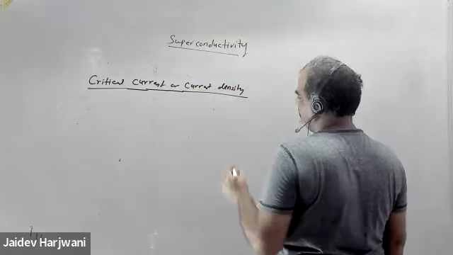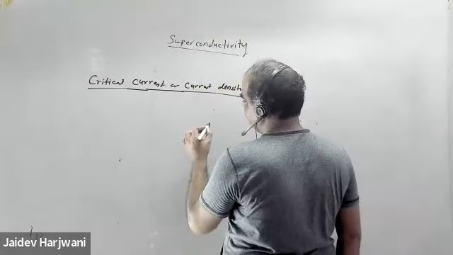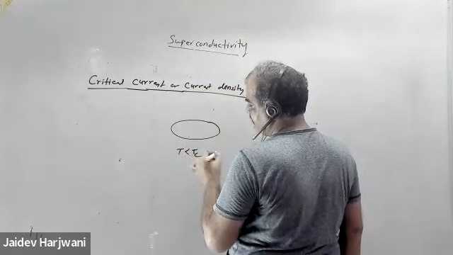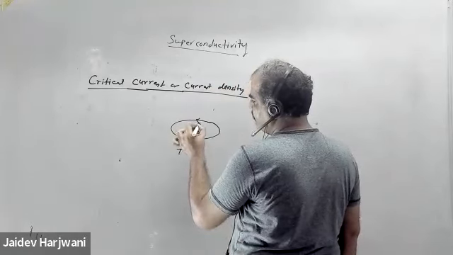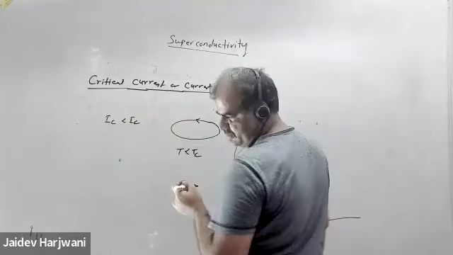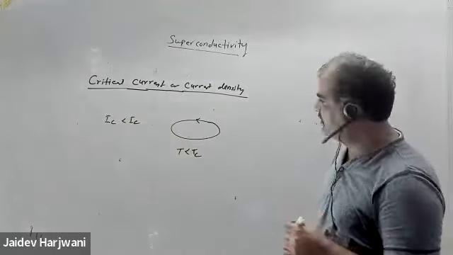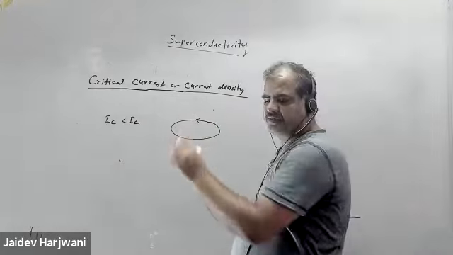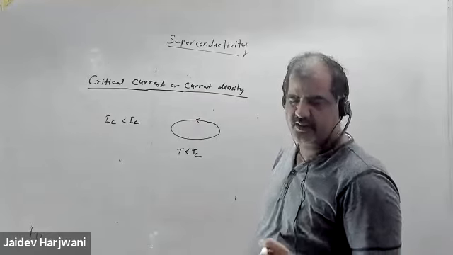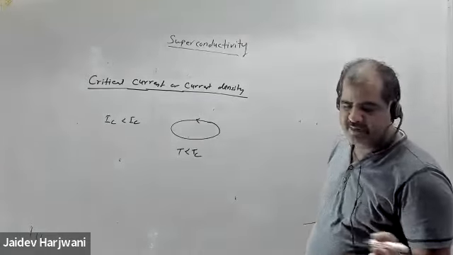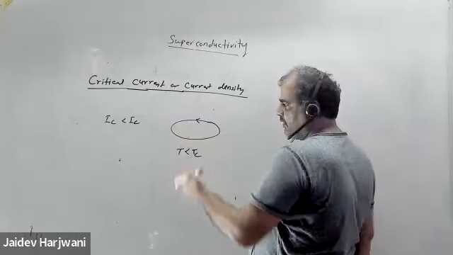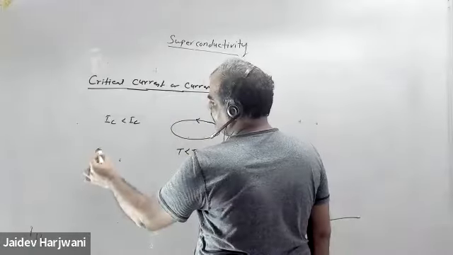Suppose we have a superconducting ring. If T is less than Tc, and I flow a current I through it which is less than Ic, what will happen? Because in the superconducting state there is zero resistivity, no resistance, infinite conductivity, this current will keep flowing in the loop forever. That is called your persistent current.